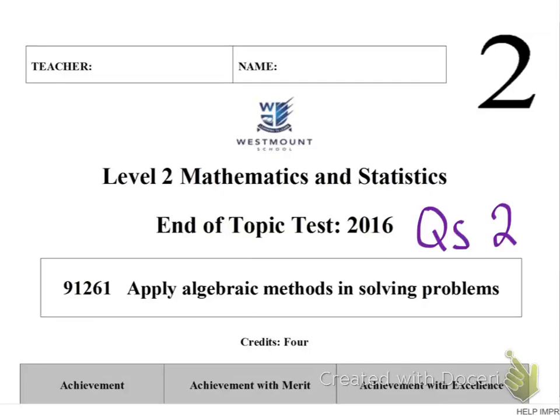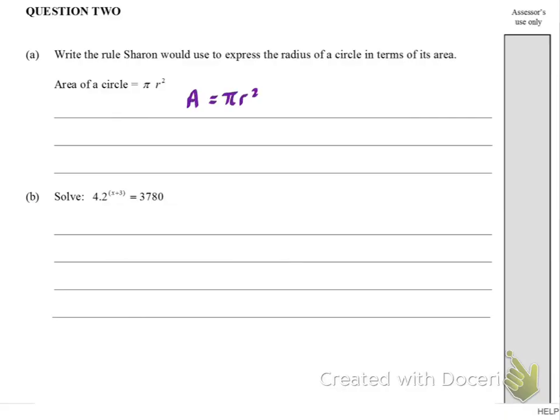Here we go with question 2. For the first one we have to make r the subject, so put the pi on the other side by dividing and find the square root. There you've made r the subject.